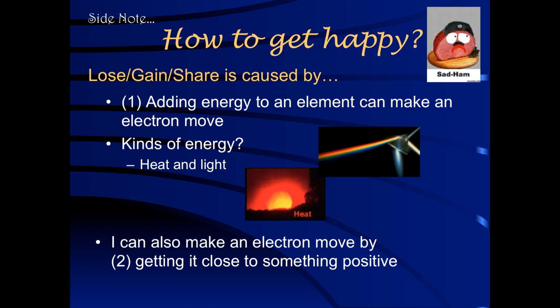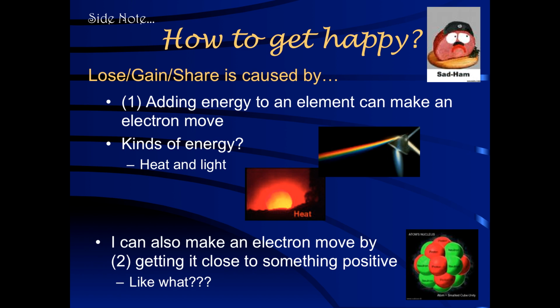But the other thing we can do is get the electron close to something that is positive. We know that opposite charges attract. So if I can get the electron close to something positive, like maybe the nucleus of a different atom, that nucleus that is positive because of the protons can attract an electron away. So if you have a very powerful nucleus that can get close to another electron, it can actually pull that electron away, and that's how losing and gaining happens. So the nucleus can attract an electron away, so it gains an electron, which means another atom has to lose an electron.